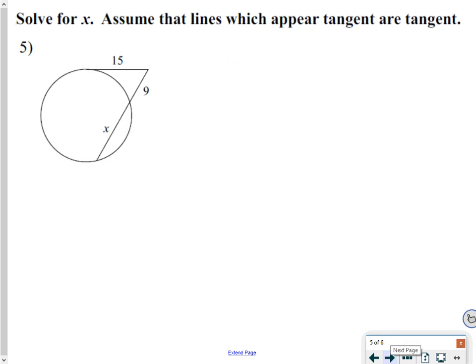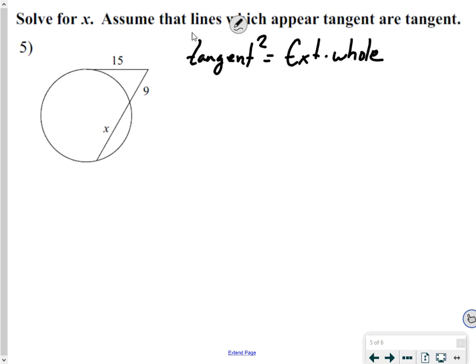Two more. Now we start with our tangent-secant relationship. For our tangent-secant relationship, we could use tangent squared equals exterior times whole. But keep in mind that we can still use exterior times whole equals exterior times whole, just for the tangent, the exterior part and the whole part is the same thing. So it's a little bit simpler to just do tangent squared equals exterior times whole.